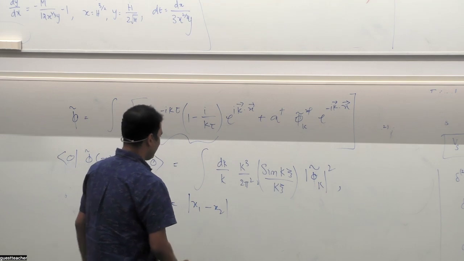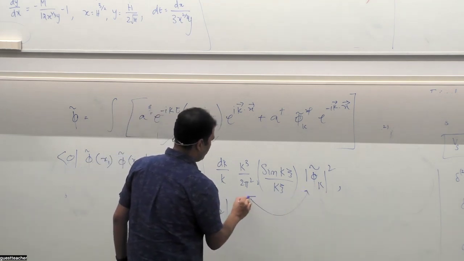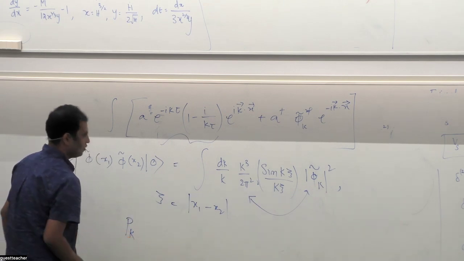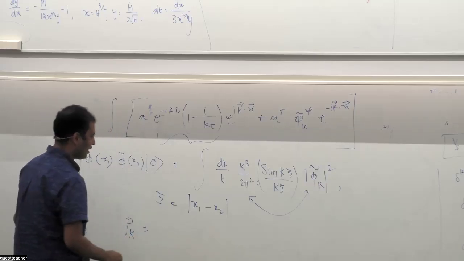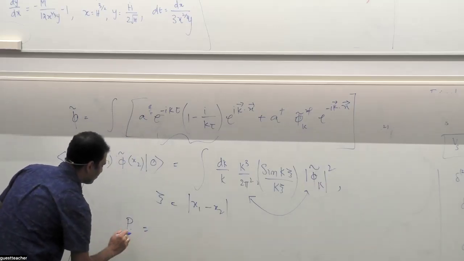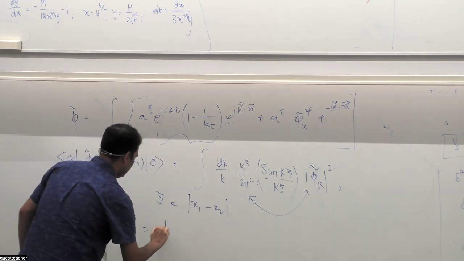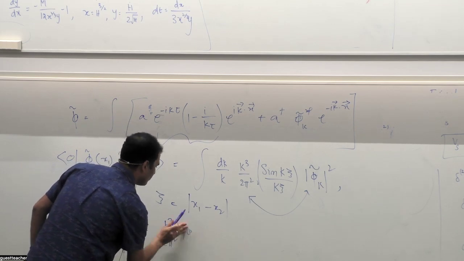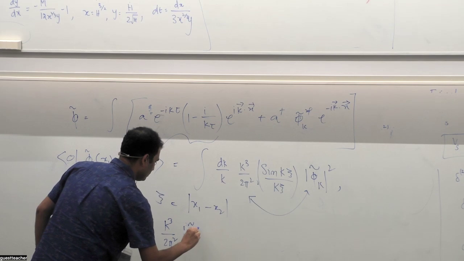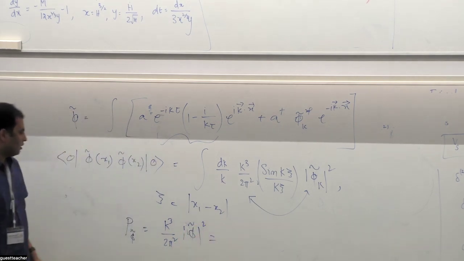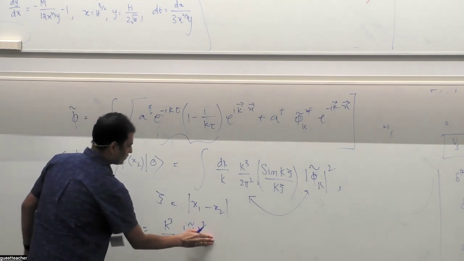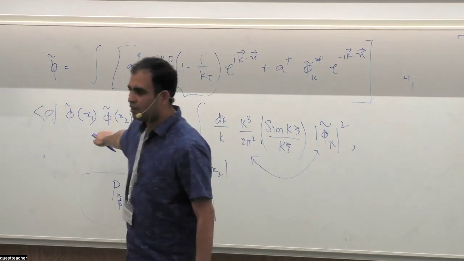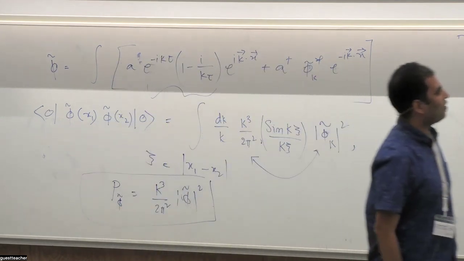Now, these two parts together are called the power spectrum, because it's a function of k. This is the power spectrum of the field phi tilde, and it is k cubed over 2 pi squared times the modulus of phi tilde squared, right? So far so good.